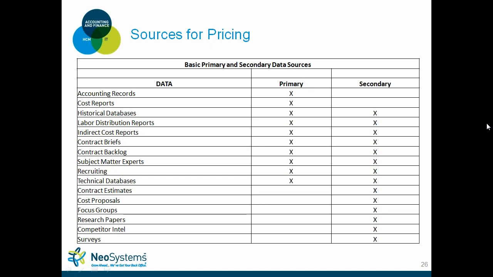And you'll notice that in the secondary column, some of those overlap, but then you have previous cost proposals, contract estimates, research papers, competitor intel. If you have a really good BD person in-house, a lot of times they'll know what your competitors' wrap rates are, what they were awarded for a similar type of contract. Having focus groups, red team, blue team within your proposal team, and surveys are all good sources of data.